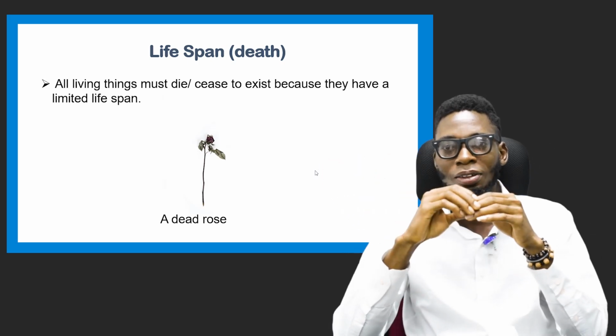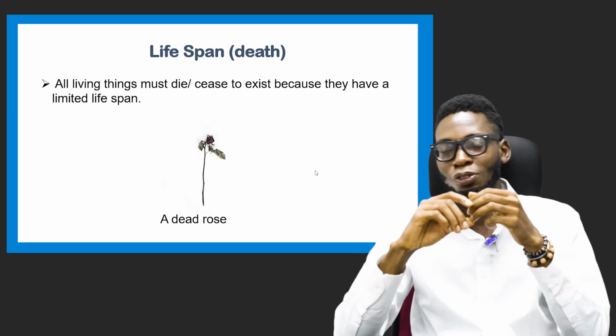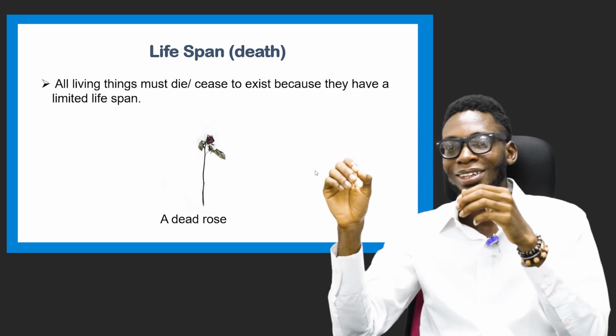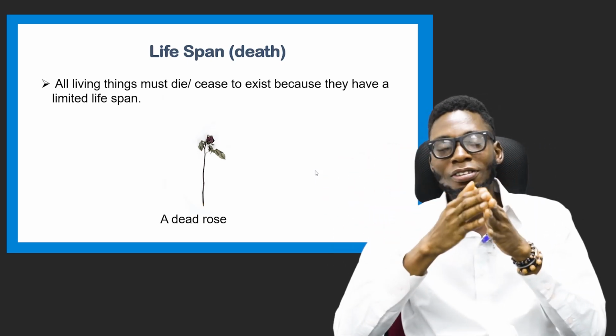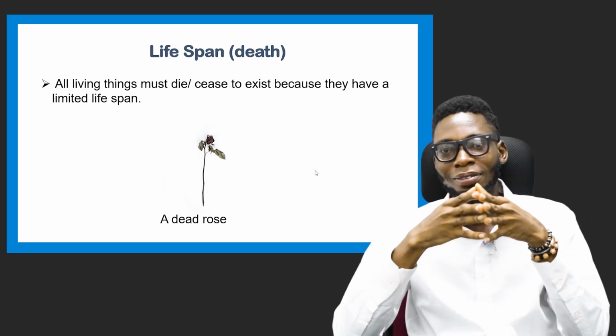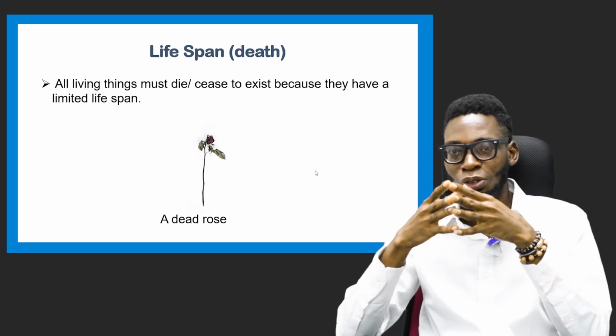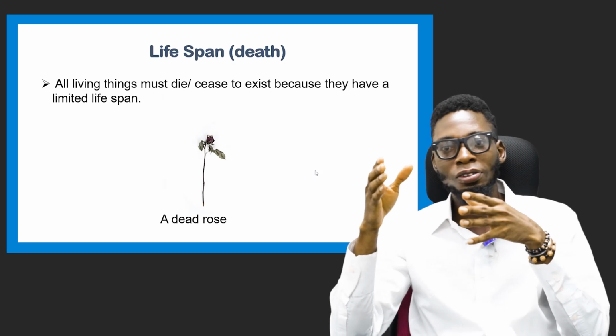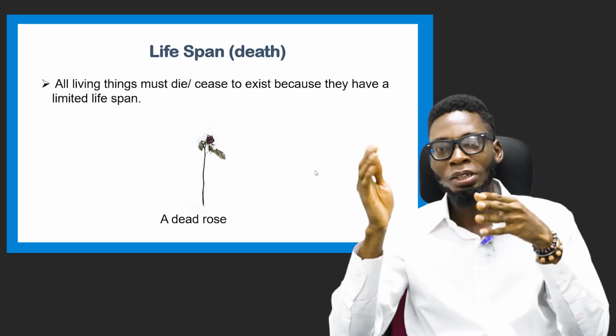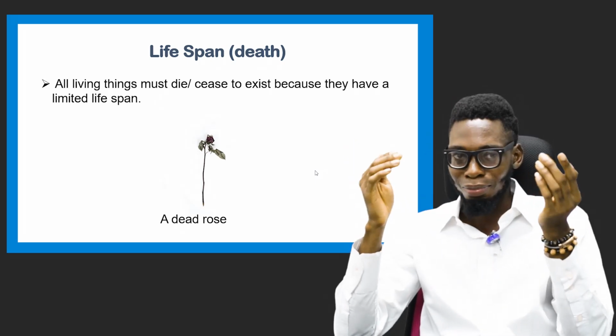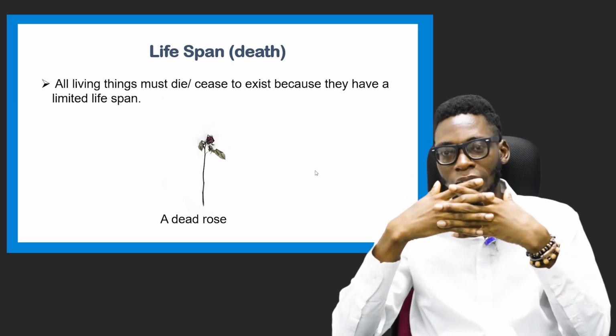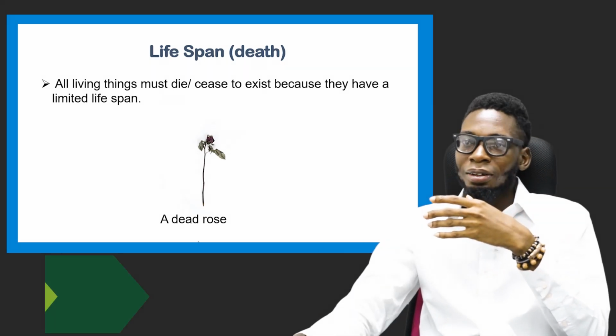That does not mean that all living things must follow the definite pattern. An organism can die at birth. An organism might still go through the various stages of growth and come to old age and die. But living things must die. All right.